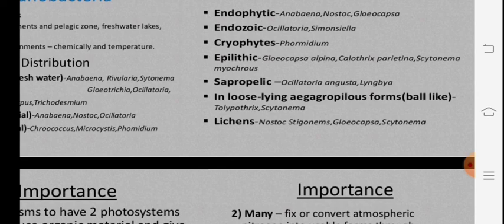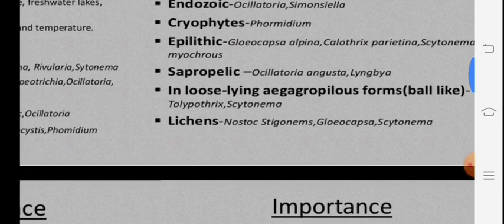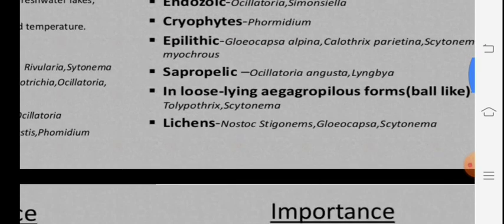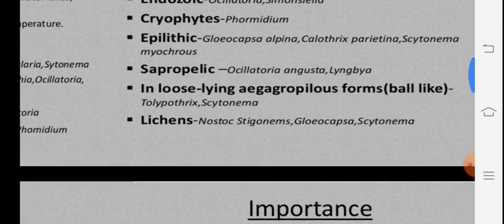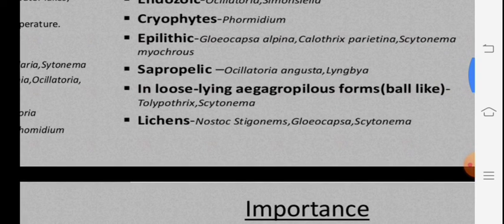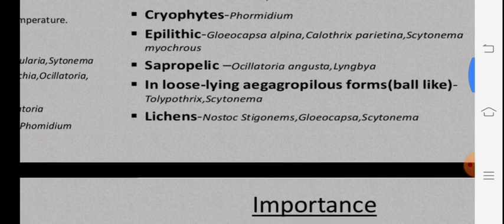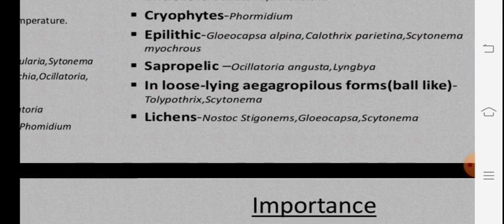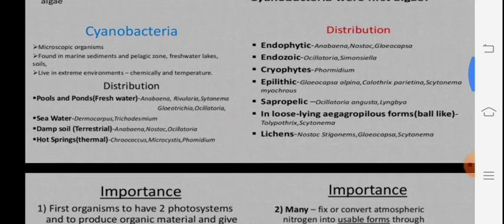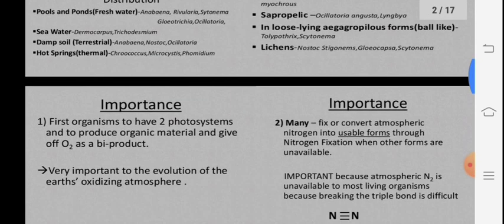Sapropelic, sapro means on decaying organisms: Oscillatoria angusta and Lyngbya. And in loose lying forms, ball-like structures, so Rivularia, Scytonema. And certain ones with the lichens: Nostoc, Stigonema, Gloeocapsa. So in distribution, cyanophyta is very interesting.